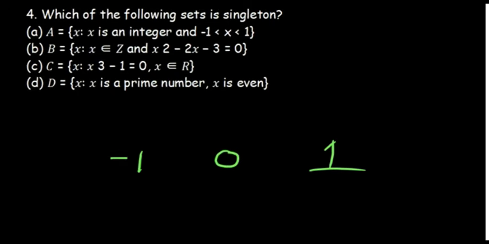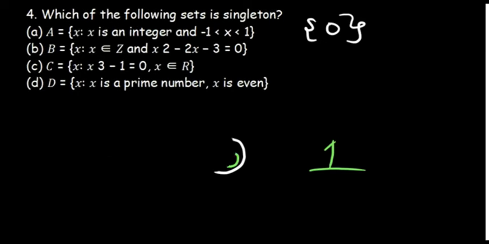Since we don't have an equal sign in between, we don't have dashes down there, that means that negative 1 and 1 themselves are not part of the set, only the integer in between. So there's only 0. We only have one member for the first set. So therefore it's a singleton.